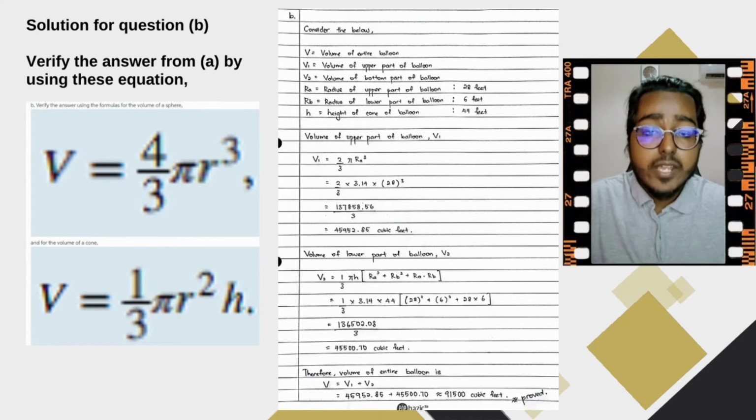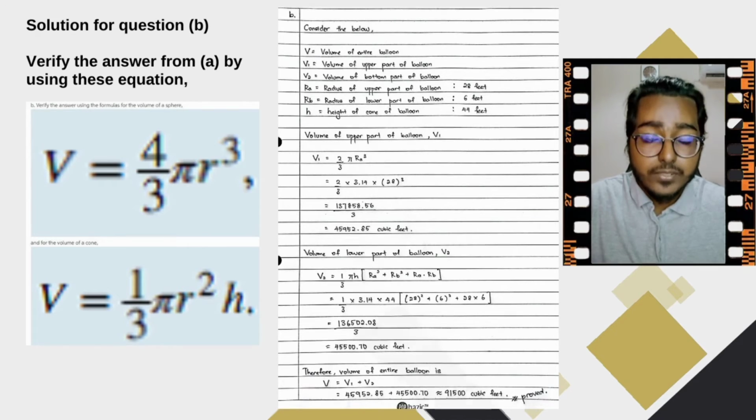Then, we can use the formula V2 equals 1 over 3 pi h times (Ra squared plus Rb squared plus Ra times Rb). This is to find out the volume of the lower part of the balloon. Then we plug in the information. The answer is 45500.70 cubic feet. Therefore, the volume of the entire balloon can be found by adding both V1 and V2. So by adding it, we get approximately 91500 cubic feet. Hence, it is proved.